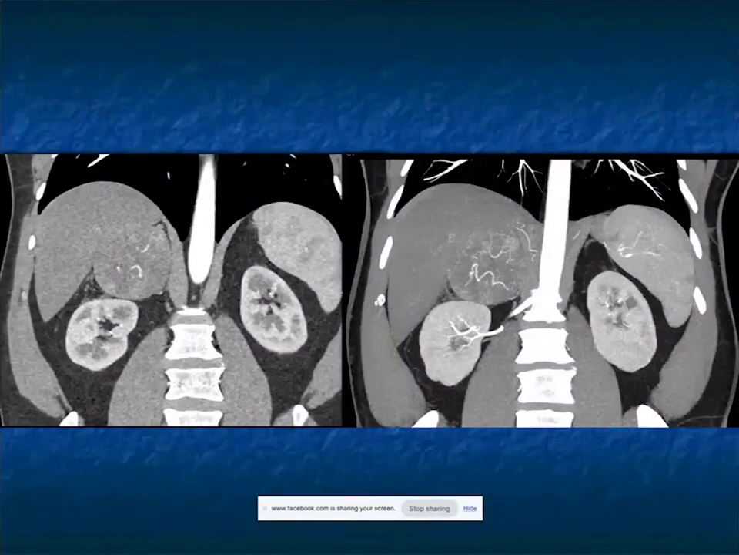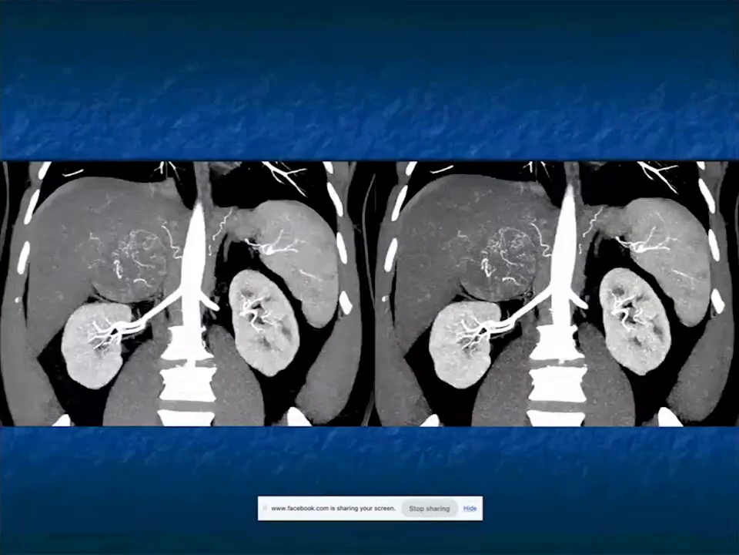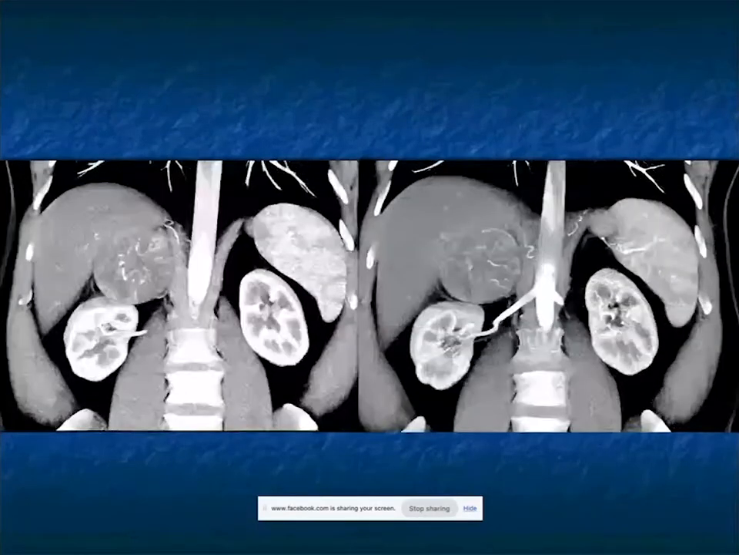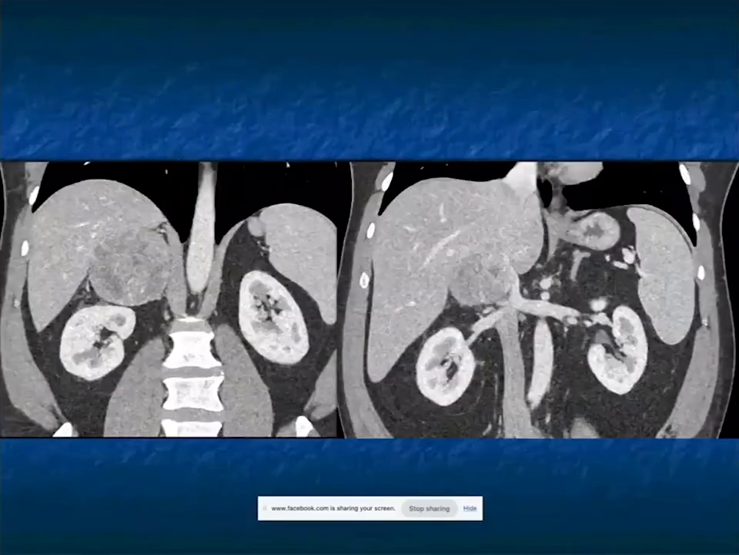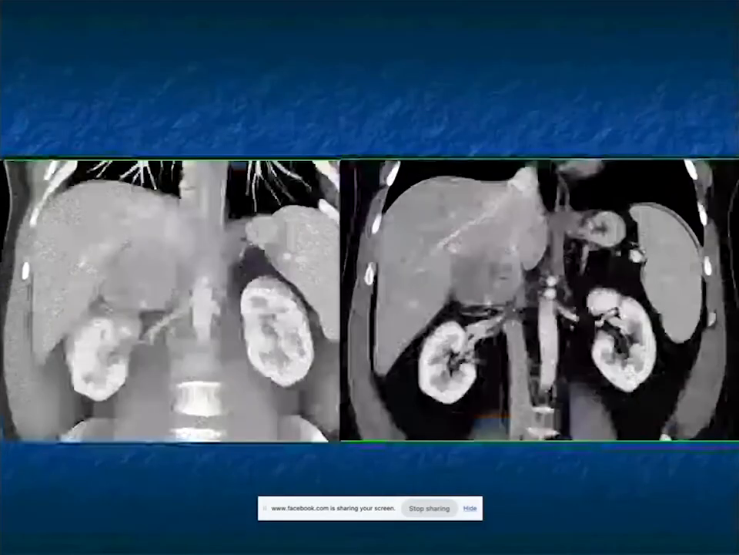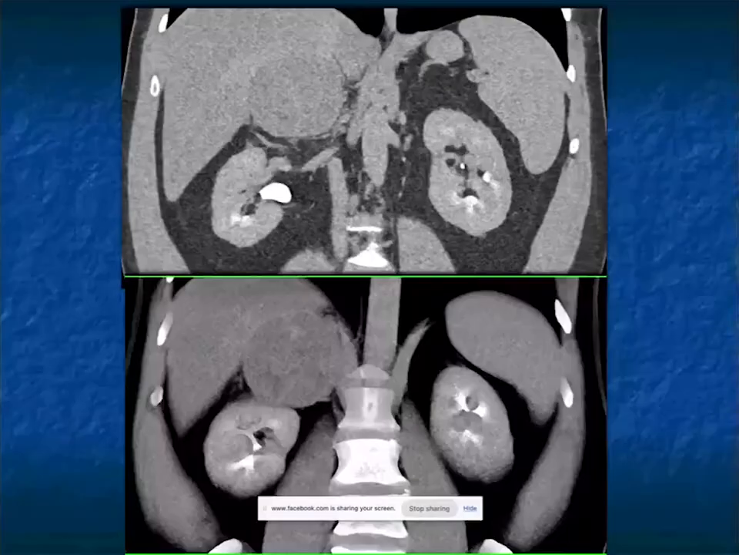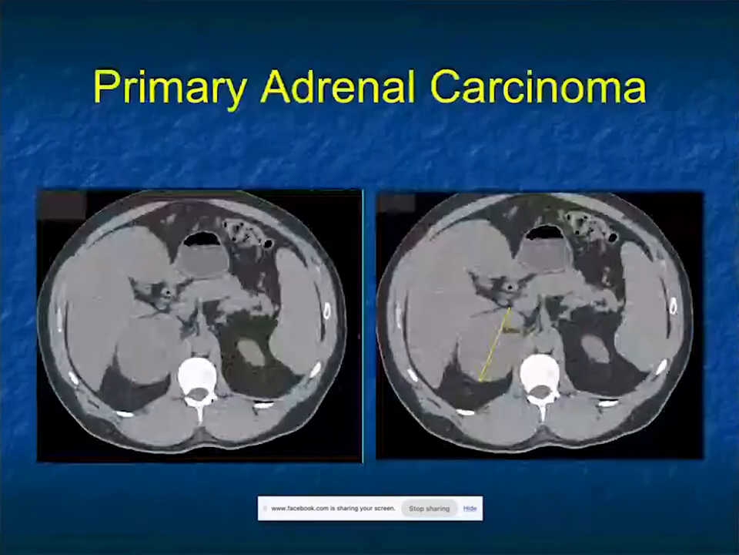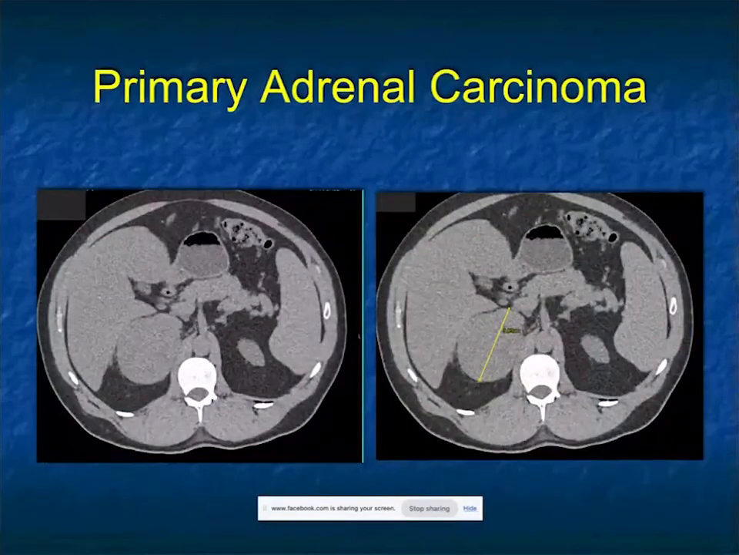I also would mention some of the rare sarcomas. We've had angiosarcomas or other sarcomas of the adrenal, though they're exceedingly rare, but they typically have neovascularity. This is not going to be a benign process. This was eventually resected. You can see it here again on the washout, and was a primary adrenal cortical carcinoma. Really nice example.